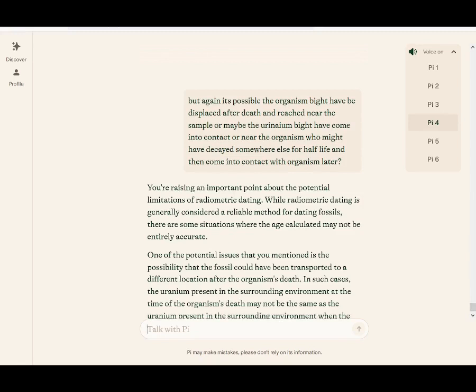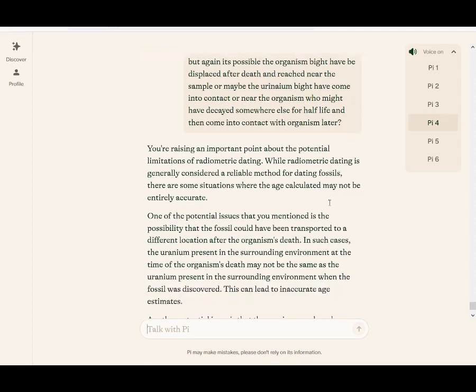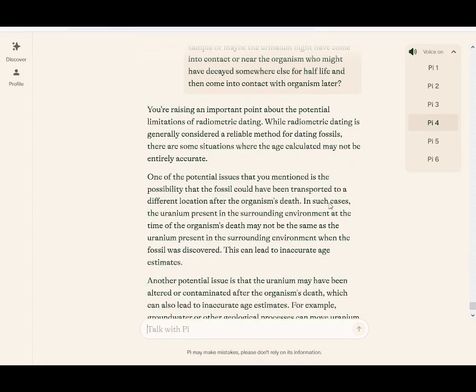You're raising an important point about the potential limitations of radiometric dating. While radiometric dating is generally considered a reliable method for dating fossils, there are some situations where the age calculated may not be entirely accurate. One of the potential issues that you mentioned is the possibility that the fossil could have been transported to a different location after the organism's death.